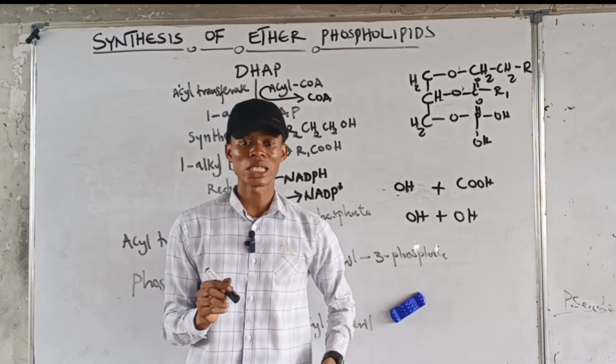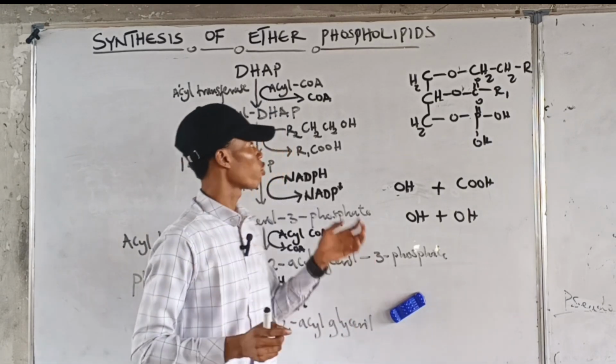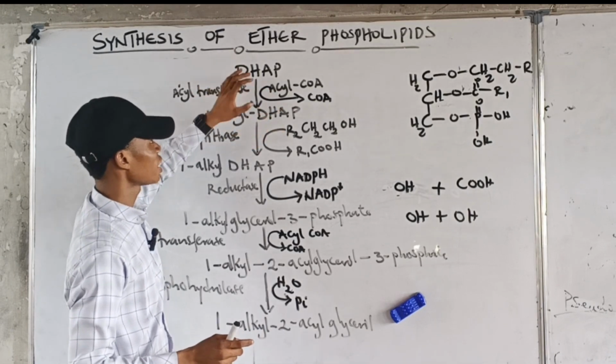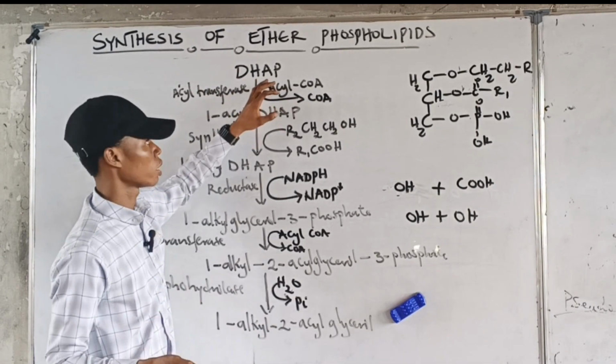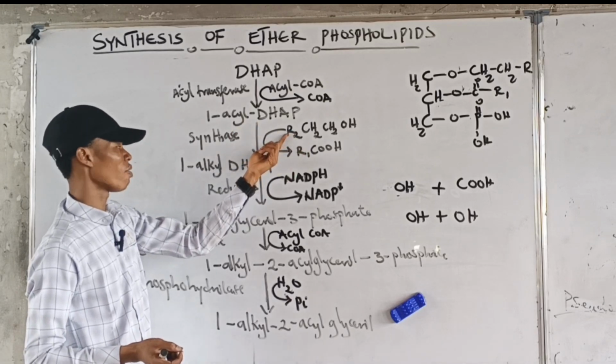In your ether synthesis, just start with your dihydroxyacetone phosphate. From dihydroxyacetone phosphate, you attach fatty acid. But attaching that fatty acid, what you form is an ester. So you remove the fatty acid and add an alcohol, so you have an ether.